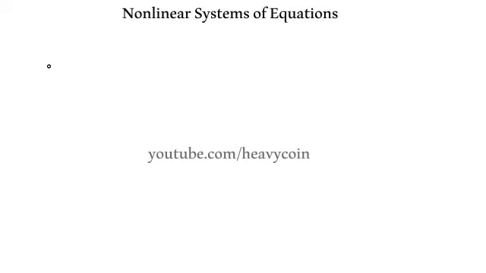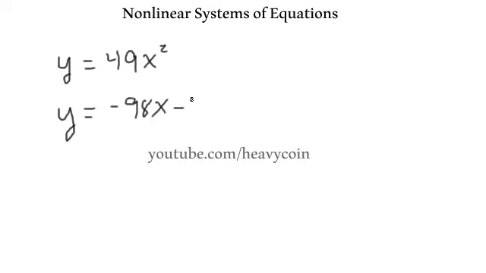Alright, so let me get this written out here. We have y is equal to 49x squared, and then our other equation is y is equal to negative 98x minus 40. So what we're going to do here is set these both equal to each other. So we have 49x squared is equal to negative 98x minus 40.